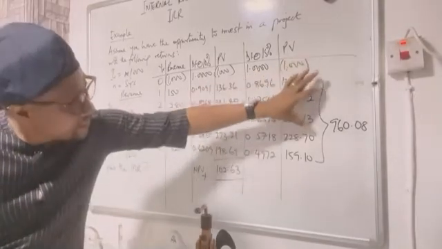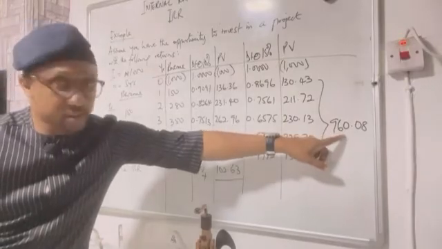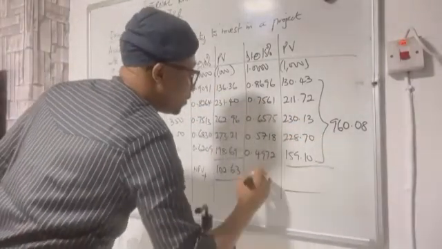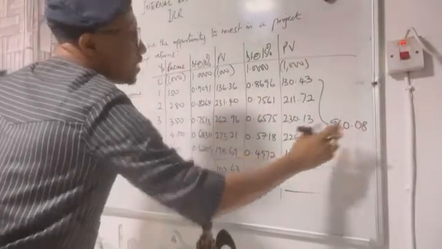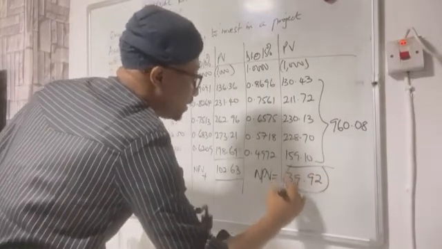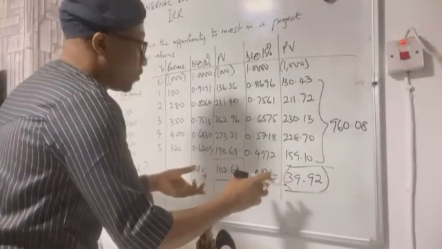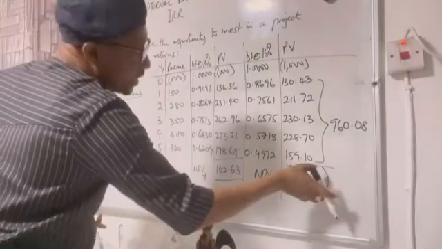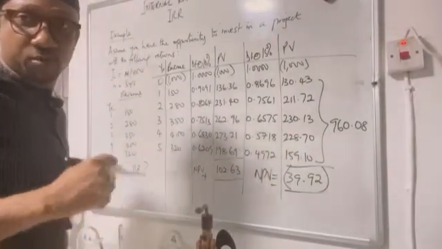And then I have added the sum of the discounted values to get 960.08. So to get the second NPV, I will subtract 1,000 from 960, and that gives me negative 39.92. So now I have gotten one NPV that is positive, and one NPV that is negative. The next thing for me to do now is to interpolate.